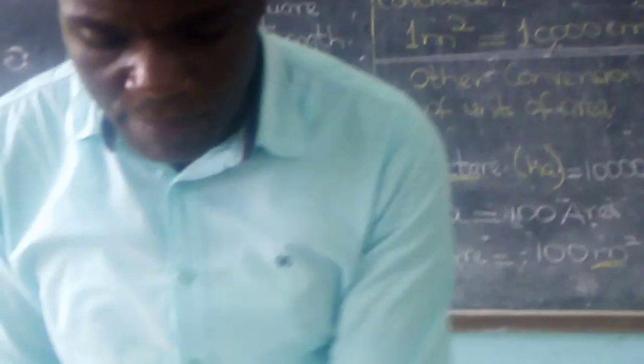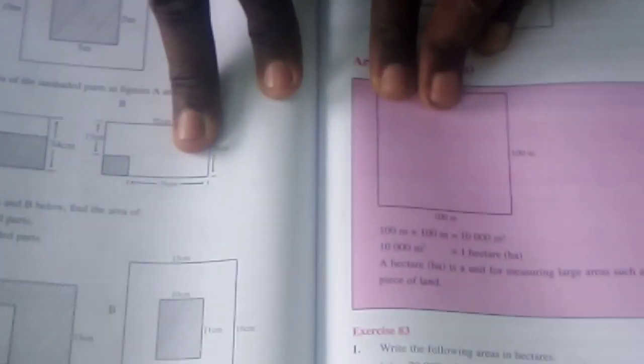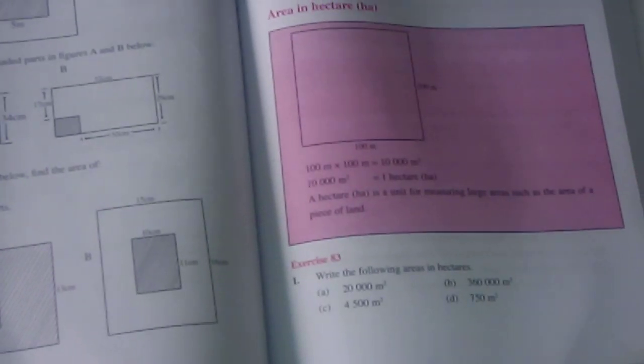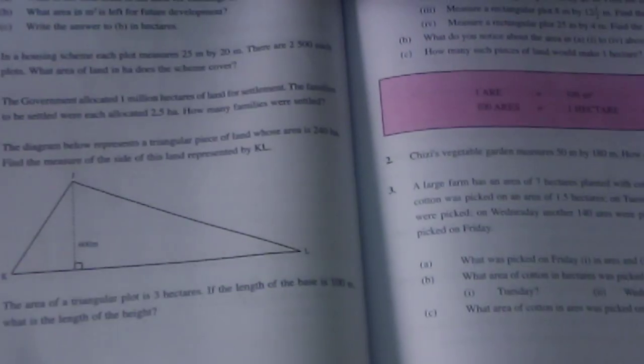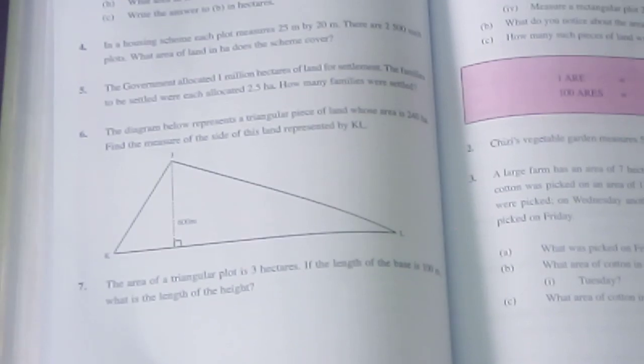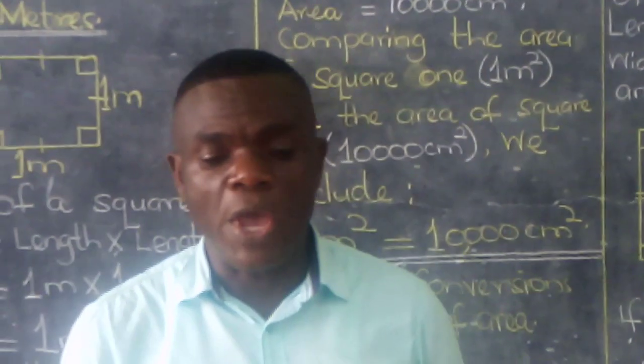Now, in your primary mathematics again, I want us to look at exercise 83. Exercise 83 on page 119. Exercise 83, boys and girls, is there. From that page, number 1 up to number 7. Please attempt those questions and do not hesitate to ask where you have a problem.